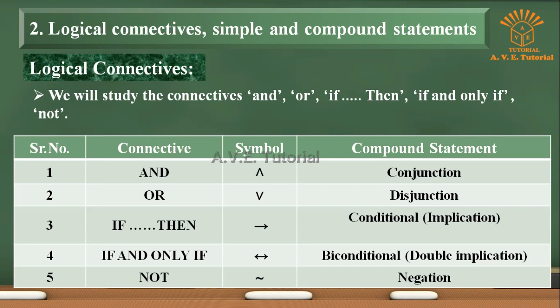Let's see the table. Serial number are as follows. Connective are as follows. Symbol are as follows. Compound statement are as follows.